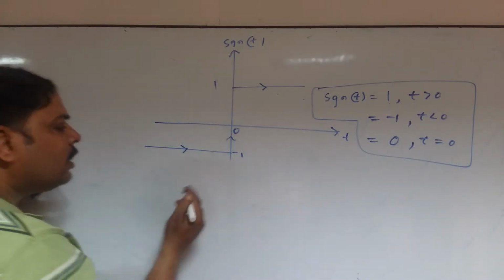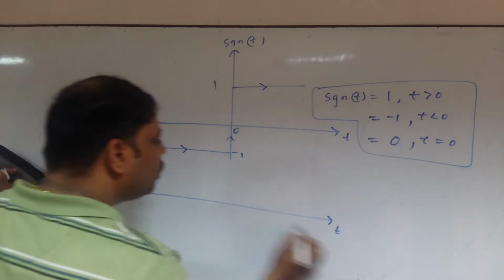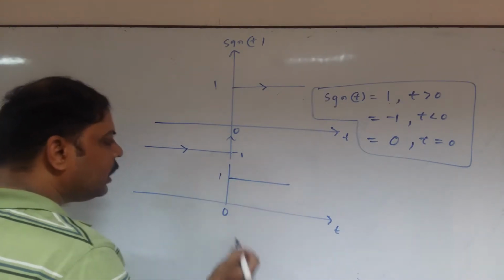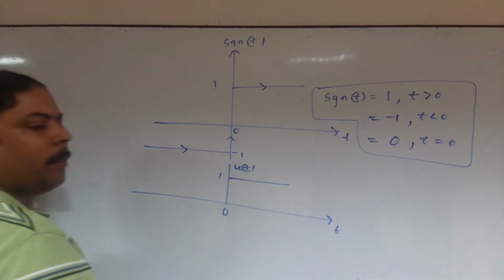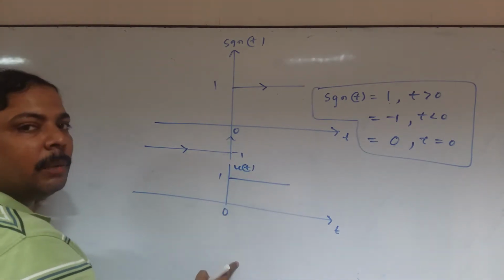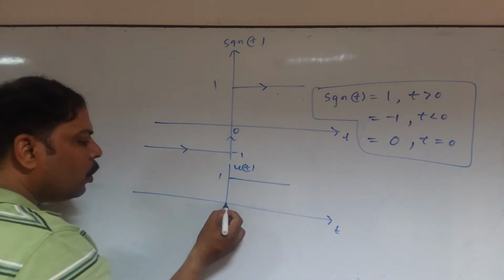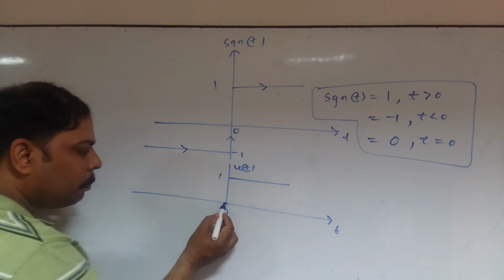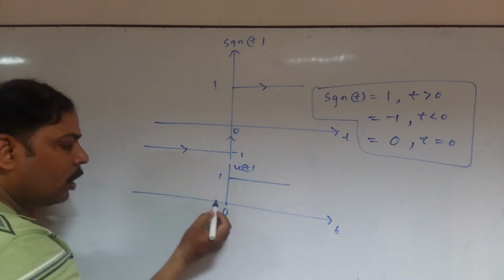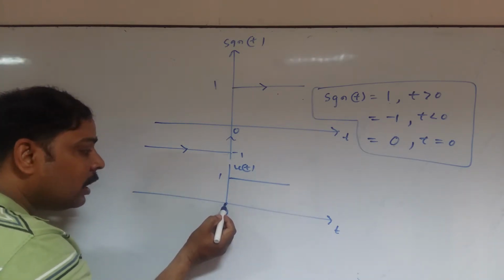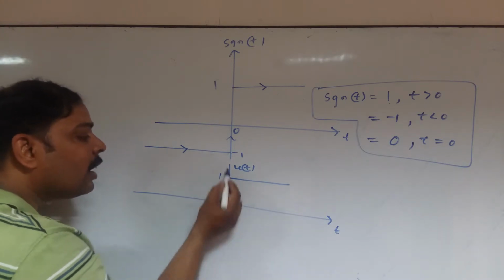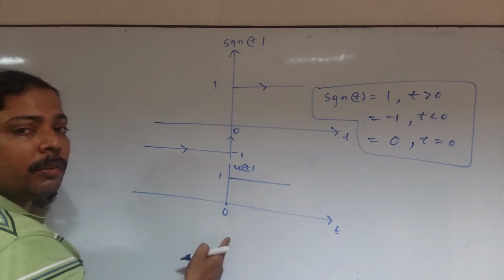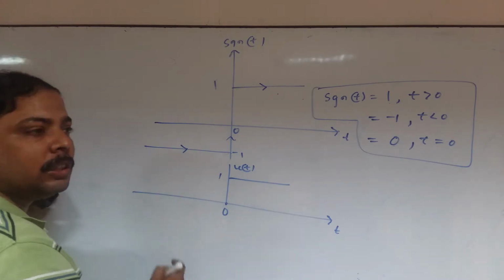So here, let us draw the unit step signal. This particular signal is known as the unit step signal. I have already discussed this signal in my previous video. After t is equal to 0, its value is 1. Before t is equal to 0, its value is 0. At t equal to 0 there is a sudden rise, or a discontinuity. If there is a discontinuity, you have to take the average value at t equal to 0.